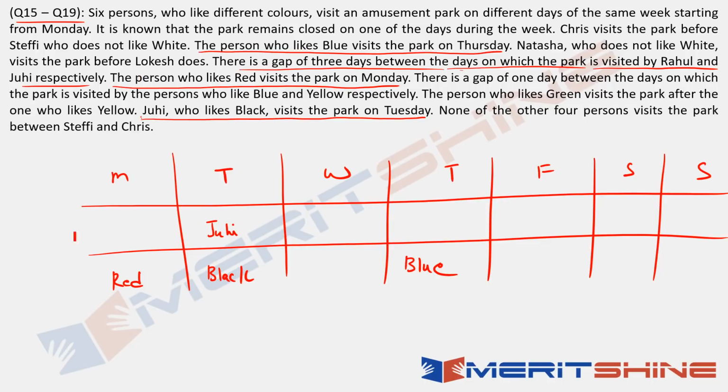Fine. So it cannot be in this direction, Juhi. So 1, 2, 3, 3 gaps. Fine. Excluding Juhi and Rahul. So Rahul would be here. Simple again. Again a direct statement. There's so many direct statements in this one.